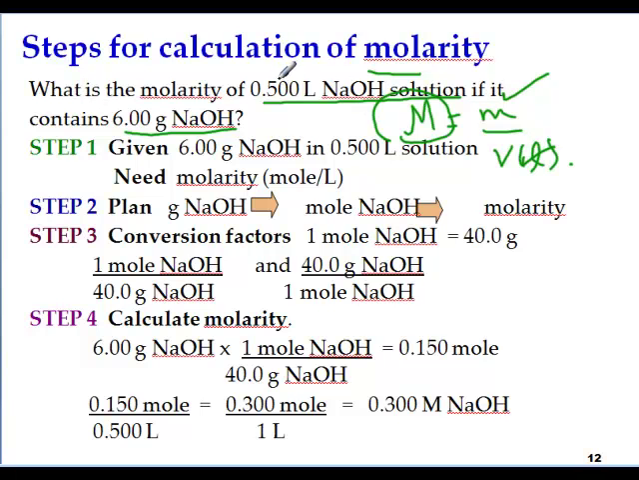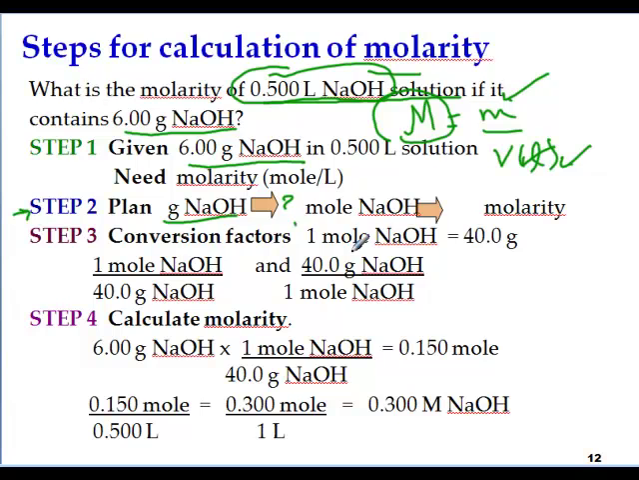So let's check our problem. Yes, it seems like the volume is given to us in liters. Very good. What about the moles? We don't have the moles. We are given 6 grams of sodium hydroxide. So our step 2, which is our plan, would be to convert our 6 grams of sodium hydroxide to X moles of sodium hydroxide. And once you have done that, you can plug in the value. So how do we do that?